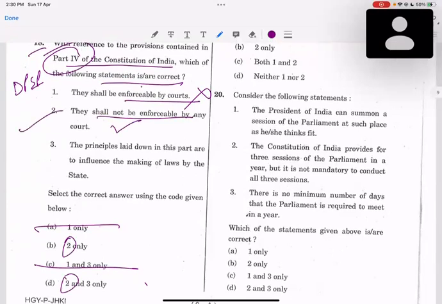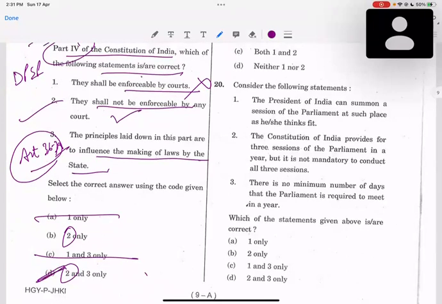Yes, we know. The principles laid down in this part are to influence the making of laws by the state. Yes, that's clearly mentioned in the Constitution of India in Article 36 to 38, that these are the principles that government needs to keep in mind during governance while making policies or laws. All right, so definitely answer is D. Direct simple question.